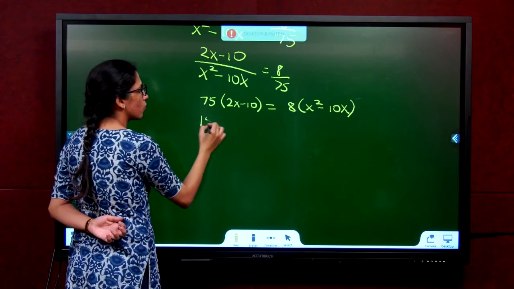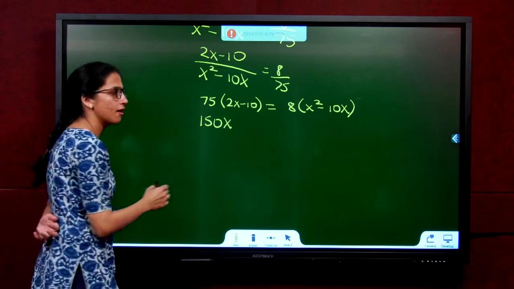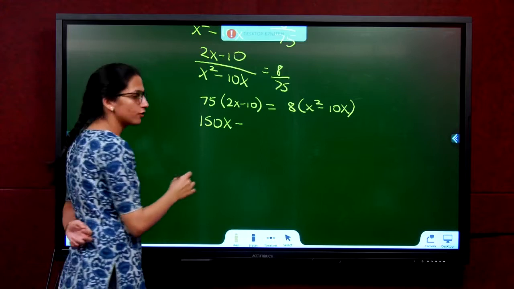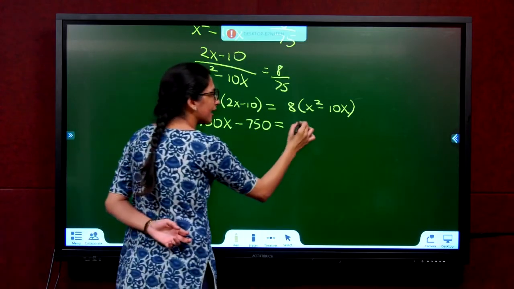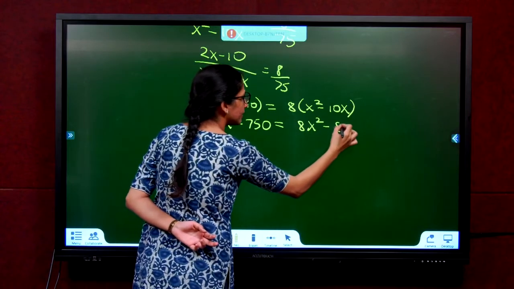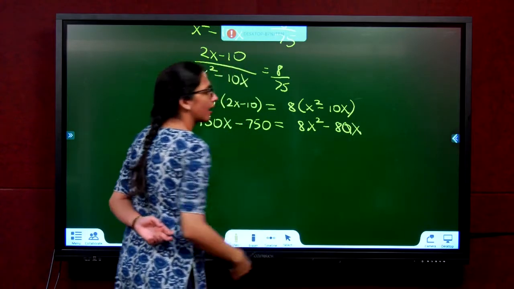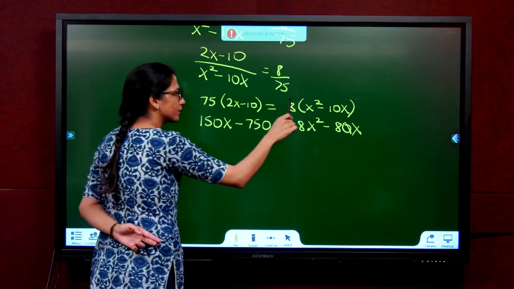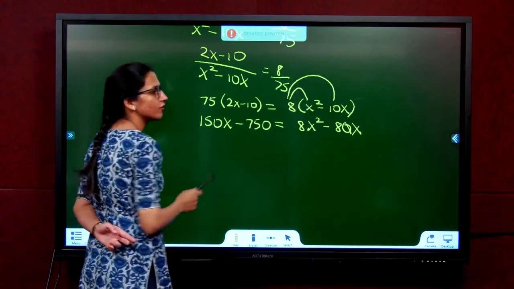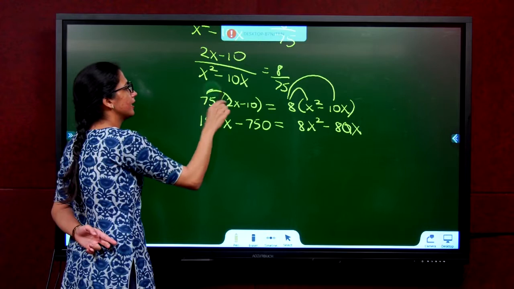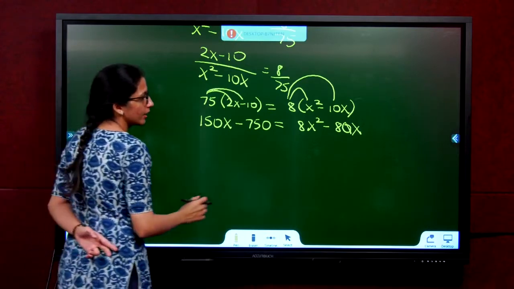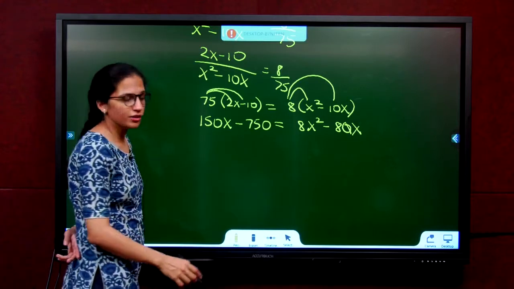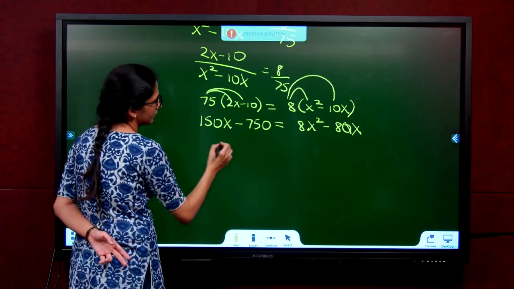75 into 2, 150x, minus 75 into 10, 750, is equal to 8x square minus 80x. I hope you all know how to multiply. Simply put this inside. We've already learned this technique many times in the previous problems. It should not be confusing. So I want my term to be positive, so I'll keep x square there only, and I'll send everything else there.